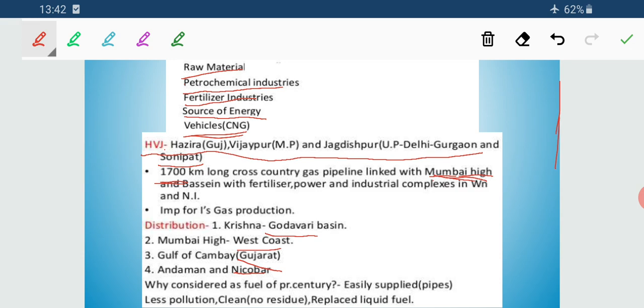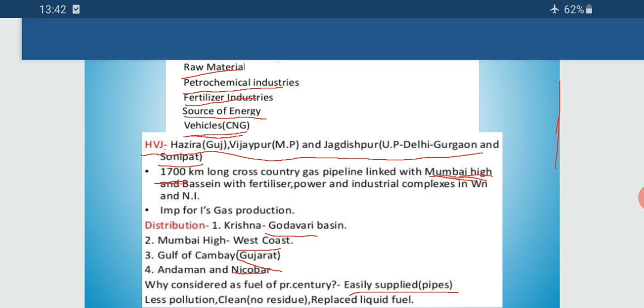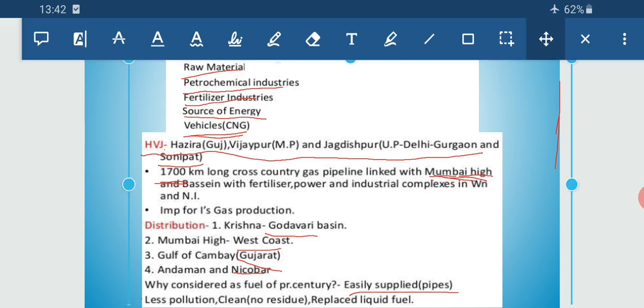Now why is it considered a fuel of the century? As I said, why is it considered the fuel for the present century? Because it is a clean energy. And why is it a clean energy? Because it emits low carbon dioxide, and when it emits low carbon dioxide, that means it is an eco-friendly energy. So it is an energy for the present century.